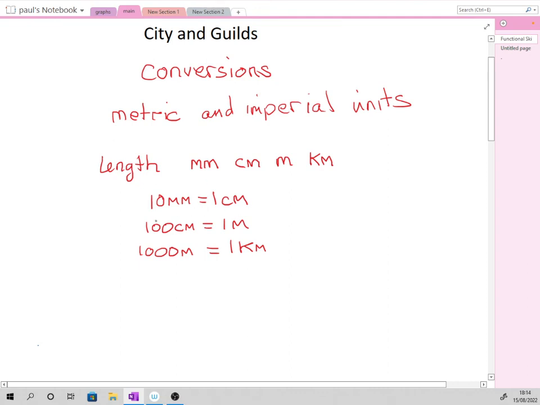So this is the basics. Yeah, you need to know this. And this is just for length. This is not to do with area or volume. That's something else. Just for length.